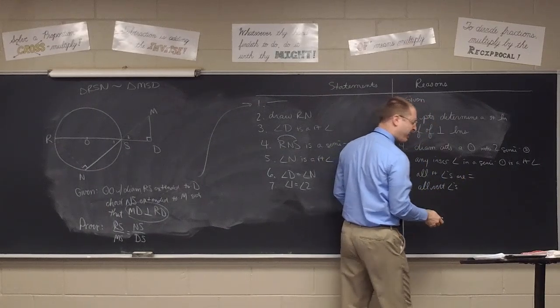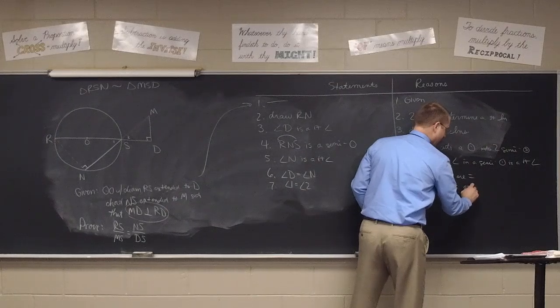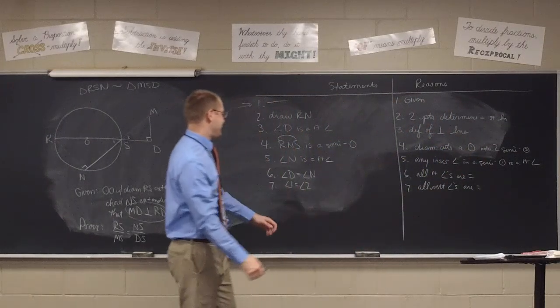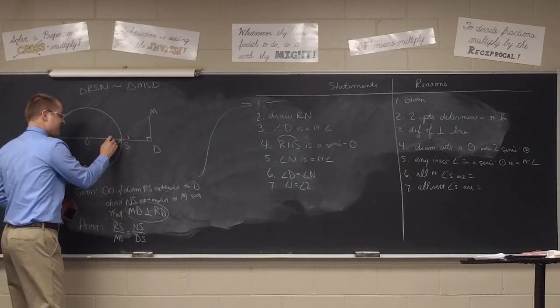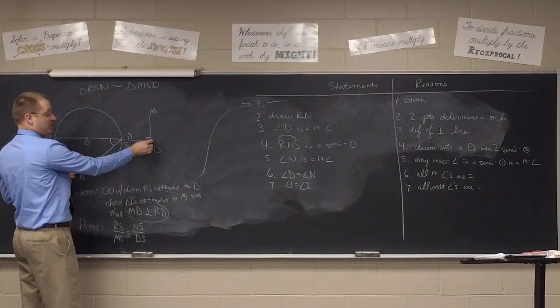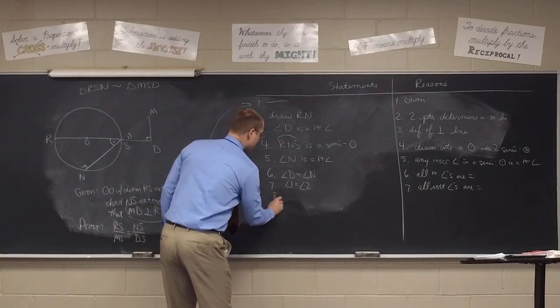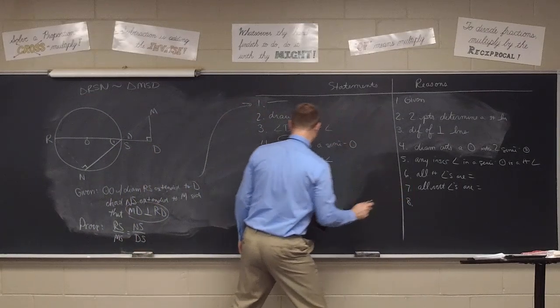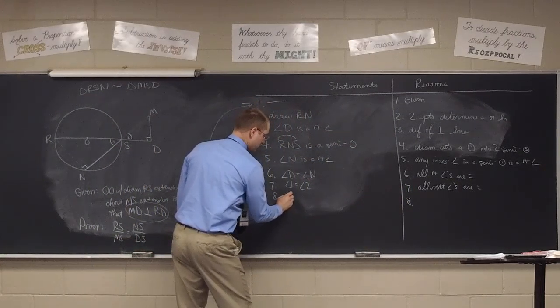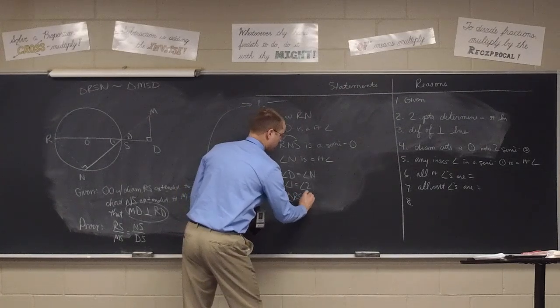all vertical angles are equal. Vertical angles are equal. There we go. All right, and well, in that case, I've got angles here, I've got angles here, so Chris, yeah, similar triangles by angle-angle. So what should we write down? Triangle RSN is similar to triangle MSD.